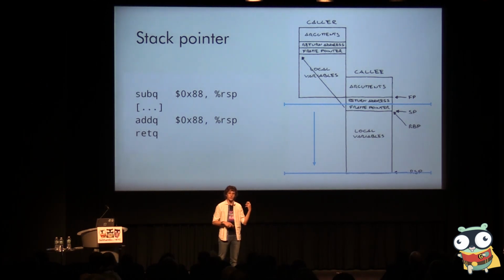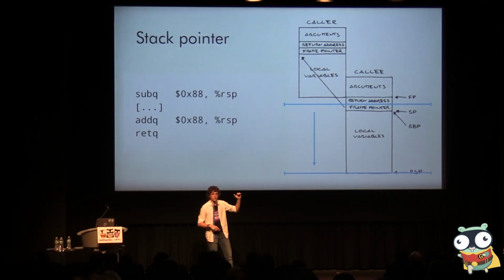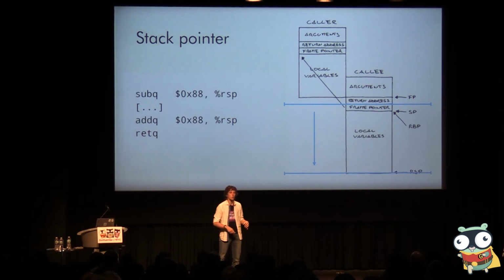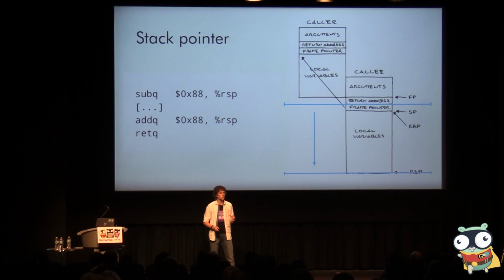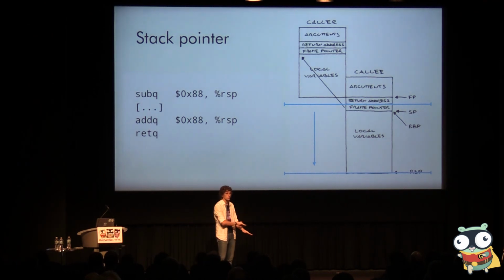Well, the first thing it does is that it moves the stack pointer, the thing that says where is the bottom of the stack, to the bottom of all the local variables it will use. So Go doesn't actually use push instructions. It just moves the pointer all the way down immediately and then stores things where it knows to store things.